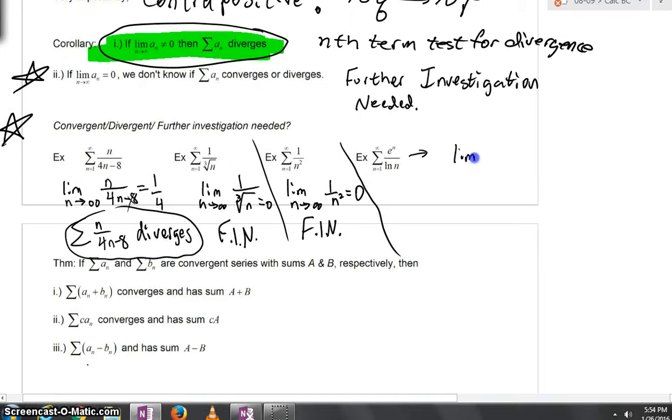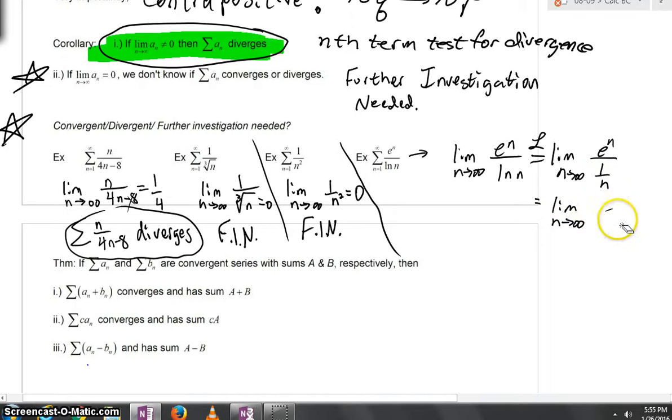For this last one, as n goes to infinity of e to the n all over the natural log of n, you can quickly realize you have infinity over infinity, which is an invitation to do L'Hopital's rule. So we'll say the limit as n goes to infinity. The derivative of e to the n is e to the n itself. The derivative of natural log is 1 over n. Dividing by a fraction is the same thing as multiplying by its reciprocal, and we can see quickly we'd get e to the n times n. This would be e to the n, which is infinity, times infinity, which will be infinity.